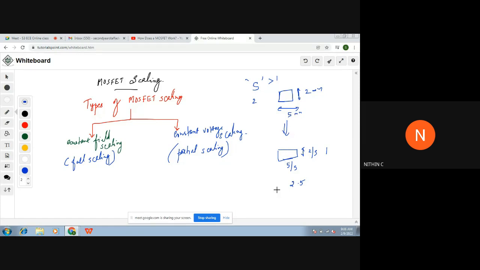Now 5 by 2, so 2.5 will be the scaled down device. 2 by 2, that is 1, will be the thickness. Clear? We will be fixing this scaling factor. This is actually called the scaling factor. S will be defined. So in MOSFET scaling, we will be defining a scaling factor. S is called the scaling factor, and its value will be greater than 1.